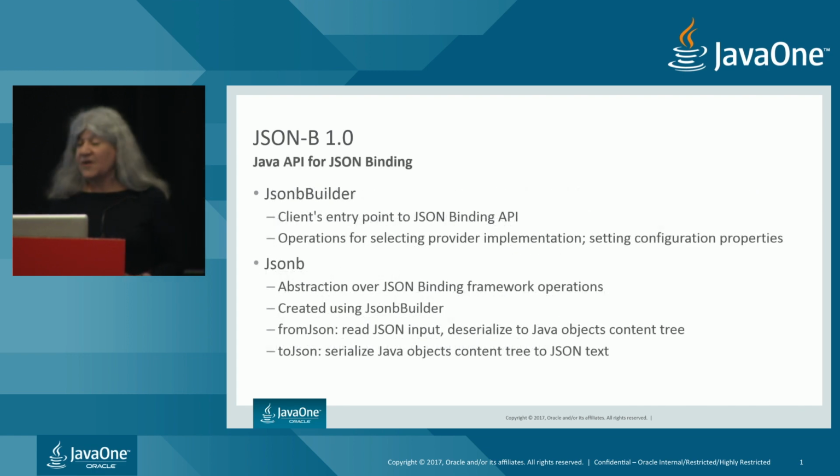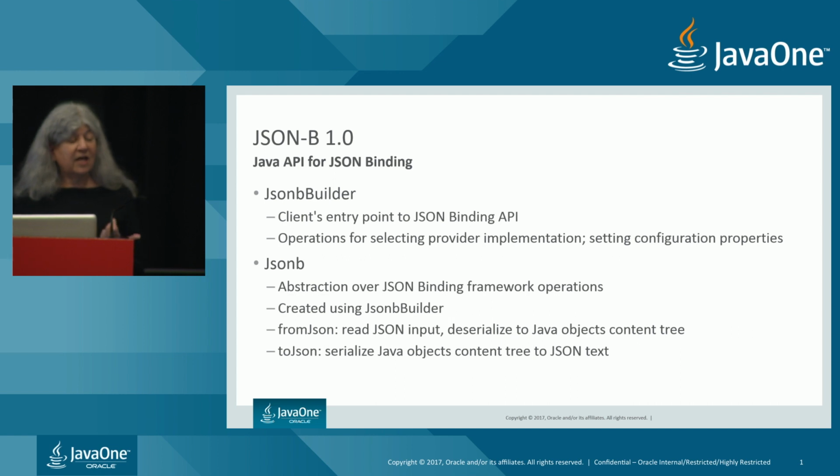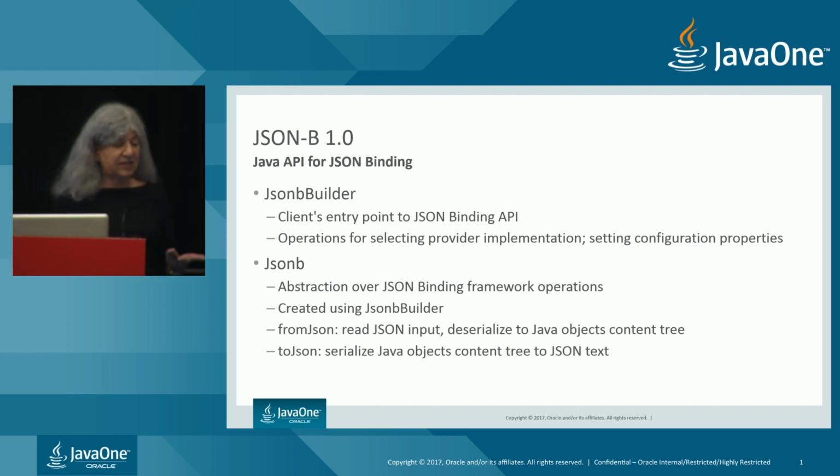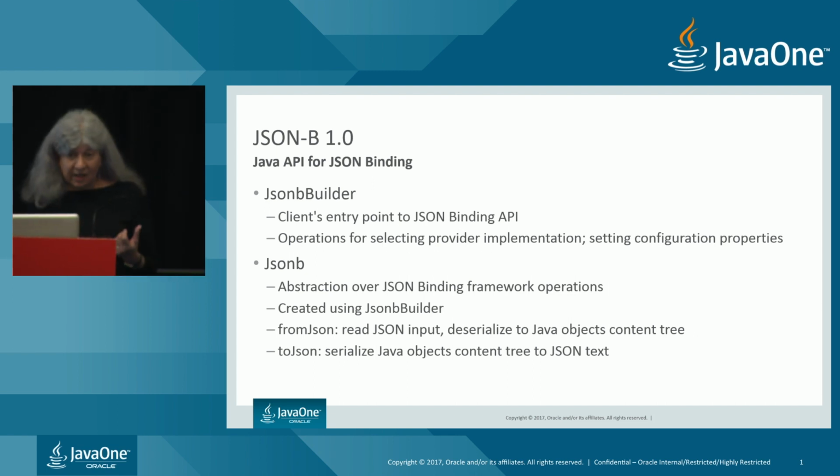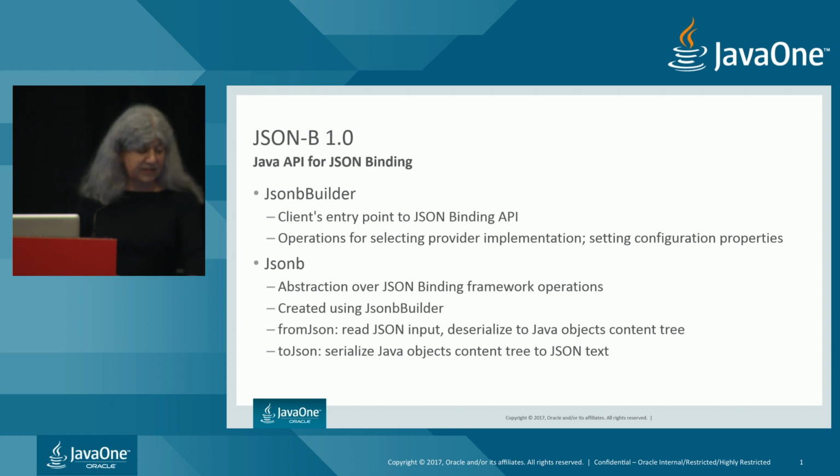So a couple of key APIs here. One is the JsonbBuilder, which is the client's entry point into the binding API. And this gives you operations for setting the provider implementation and setting configuration properties. And it's also a factory for the Jsonb class. And the Jsonb is an abstraction over the operations of the framework. So this gives you your operations of fromJson and toJson, your serialization, deserialization operations.